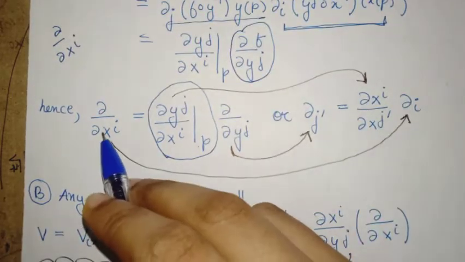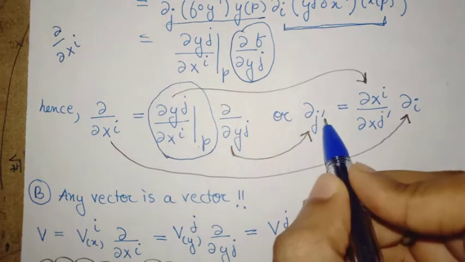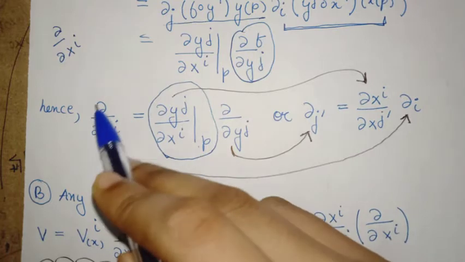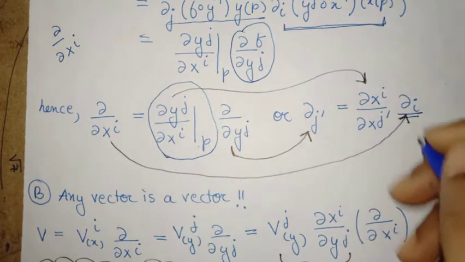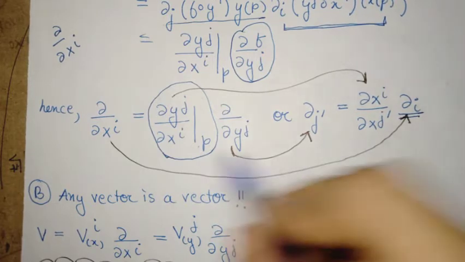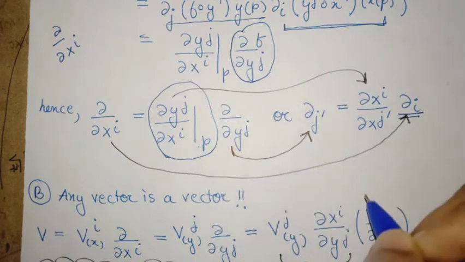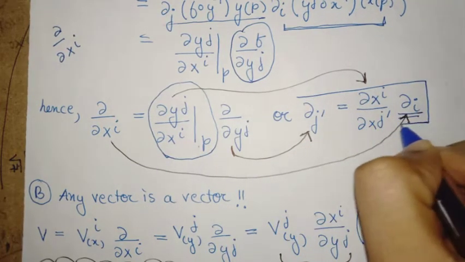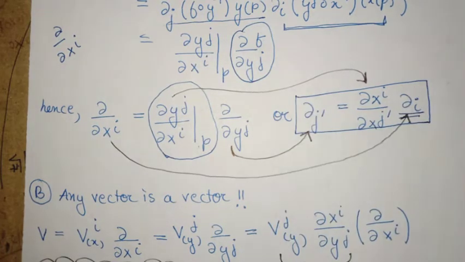So now I will just rename. Del yj, I will call it del j prime, and then del xi I will just call del i, just to reduce the notation. And then you see this part will be j prime and it will come down here. So this part here that you see is the transformation property of the basis of a vector.